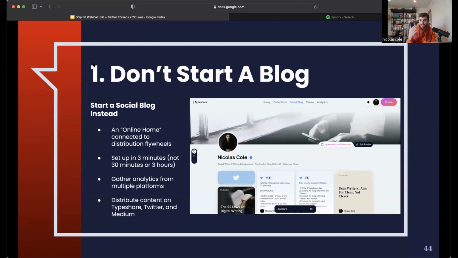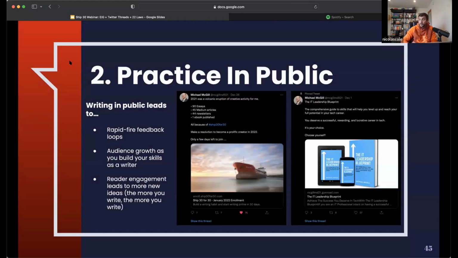I went through this process. Dickie went through this process. 3,000 plus writers have gone through Ship 30 and gone through this process. The faster you confront it, the faster you grow, the faster you learn, the faster you get to where you're trying to go. So that's a big thing that we introduce inside Ship 30.